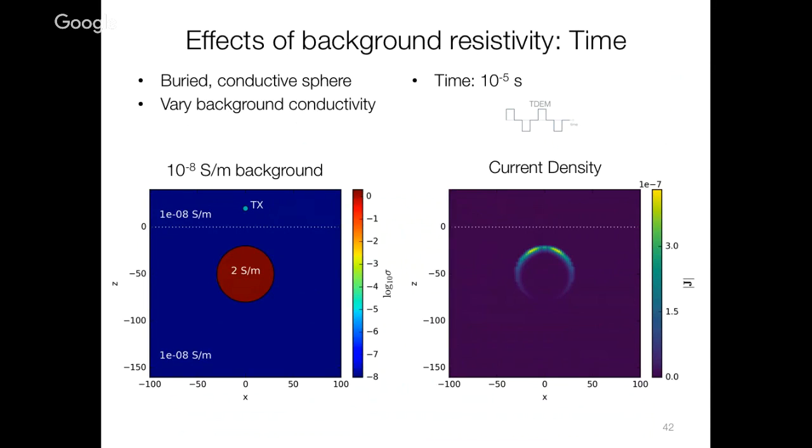So when the background conductivity is 10 to the minus 8 Siemens per meter, so that's about air, if we look at the currents on the sphere, they look like that. Let's just think about that for a second. We've got a transmitter, we're going to induce currents, and the currents are going to look like that. So maybe my first question: there's a transmitter here, and think about waves coming down. First of all, why don't we have currents inside the sphere?